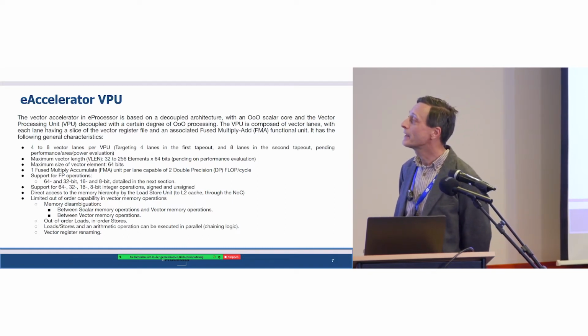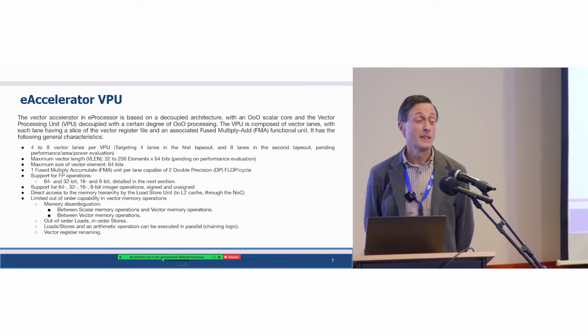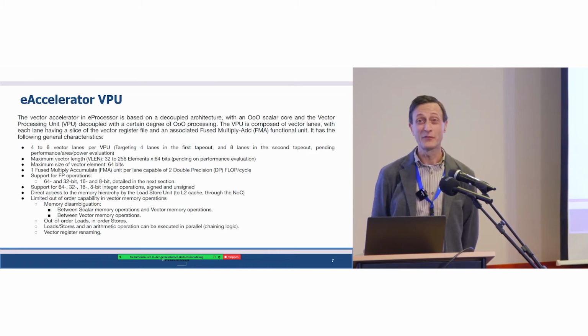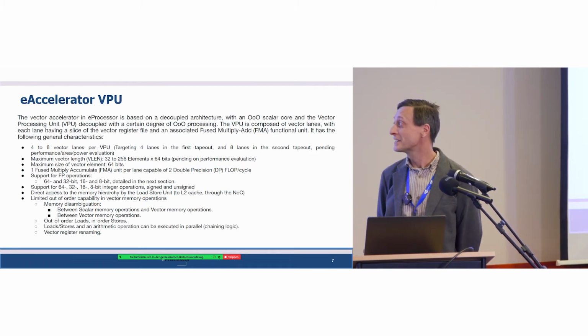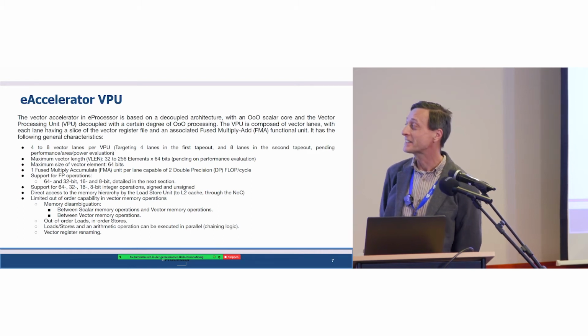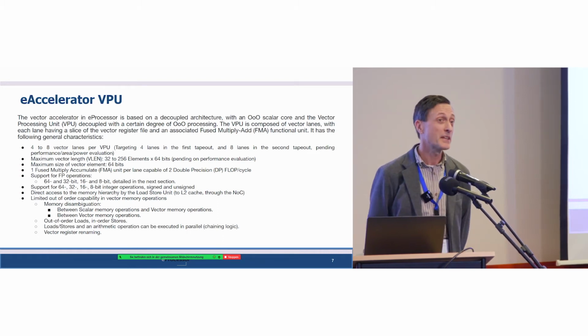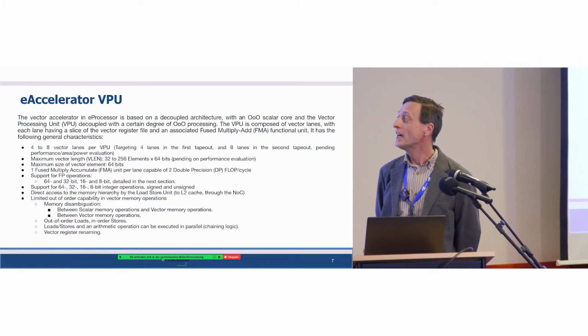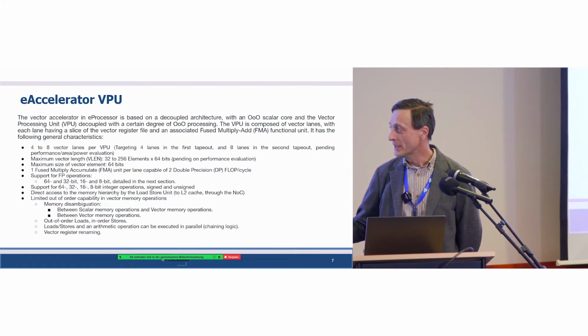And then we have the direct access. Again, it's obvious that when you have an accelerator, the important thing is to feed the accelerator. We saw this in other presentations too. So we have a direct access to the L2, which can also work as a scratchpad, and we are going to exploit that feature. And there is a limited out-of-order capability for the vector operations in memory.